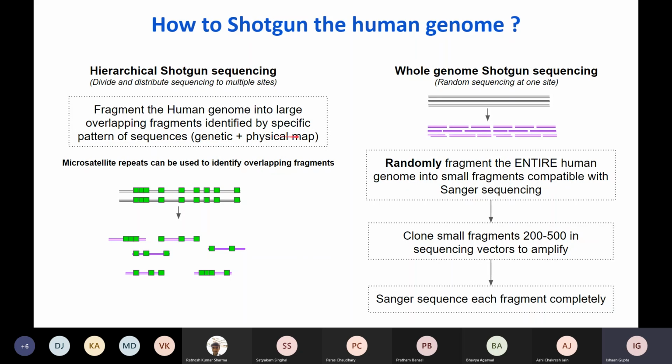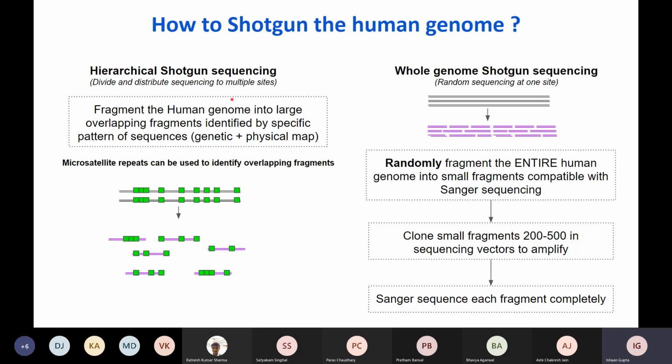So how did they do it? They fragment the human genome into large fragments now. Instead of small fragments, they fragmented into large fragments. Now these large fragments are also overlapping, but each of these fragments was now cloned in a vector. And because these fragments were very large, they had to engineer vectors that could harbor much larger fragments. These vectors were called bacterial artificial chromosomes or yeast artificial chromosomes because they were so big they looked like chromosomes inside the cell.